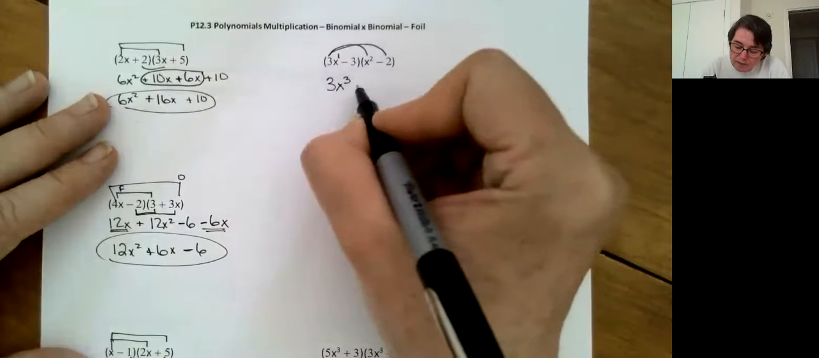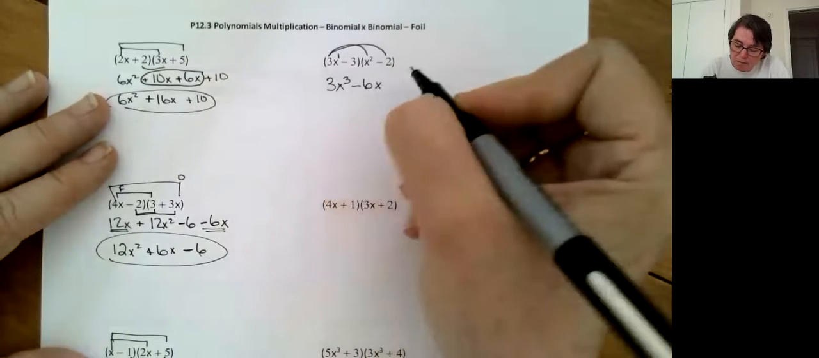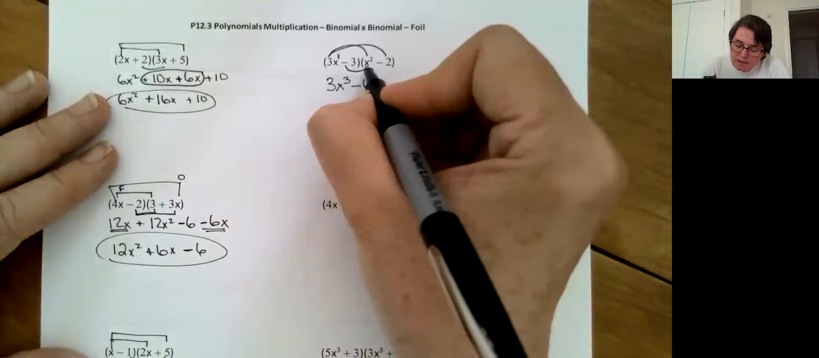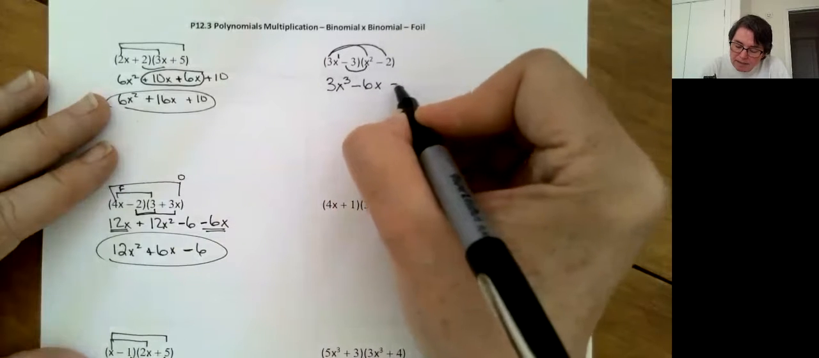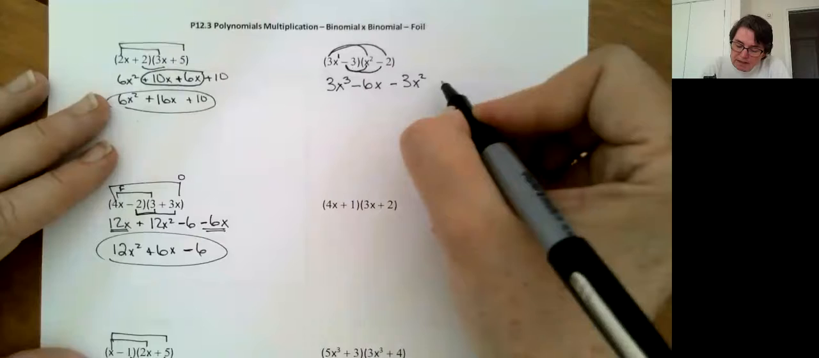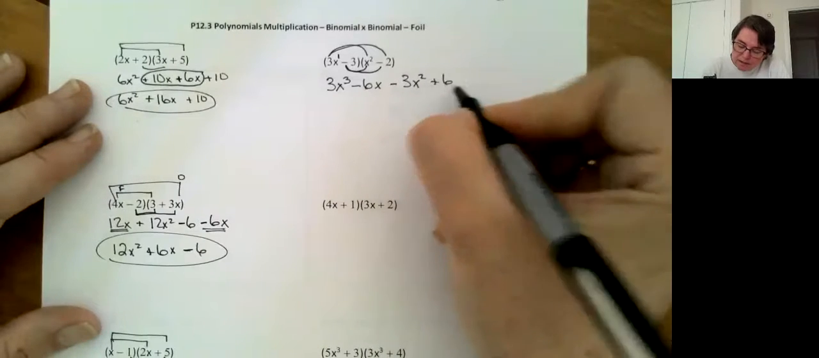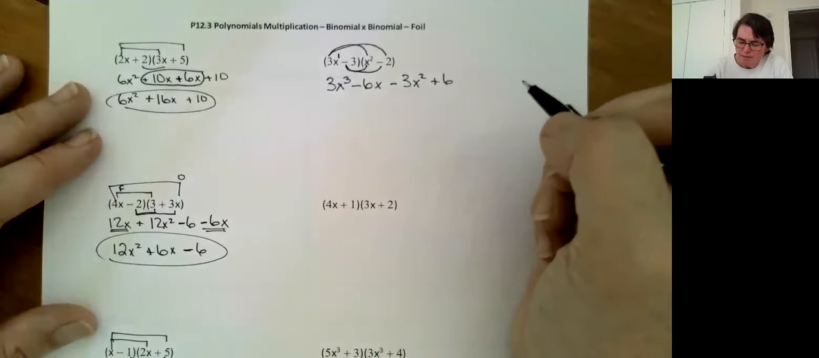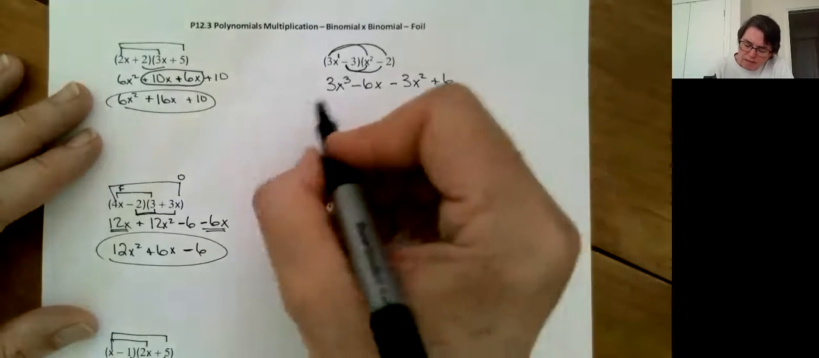3x times minus 2 is minus 6x. Negative 3 times x squared is minus 3x squared. And then minus 3 times minus 2 is plus 6. Oh my goodness, what a mess. Well, let's put it in order.